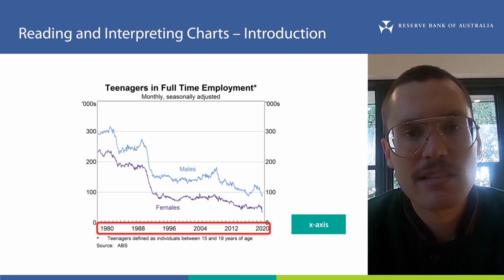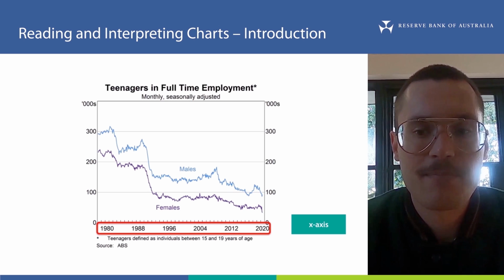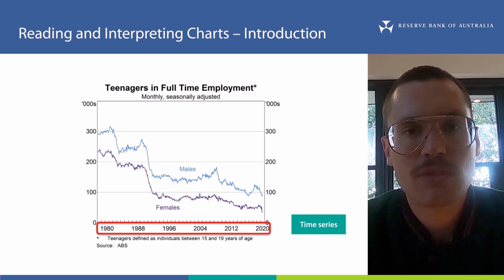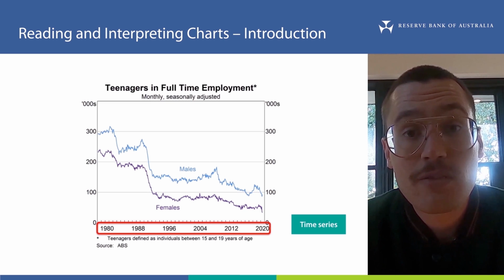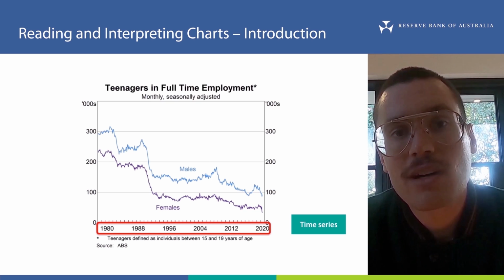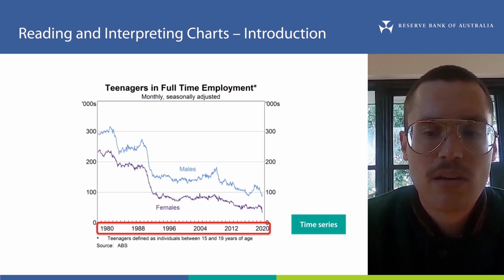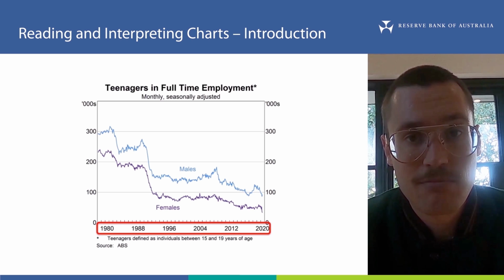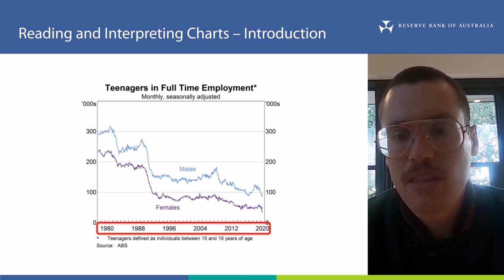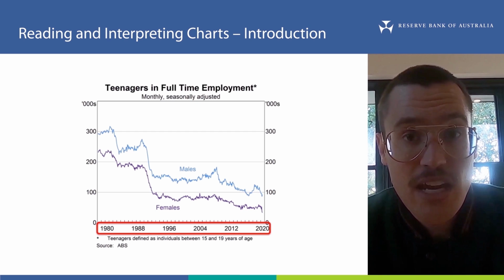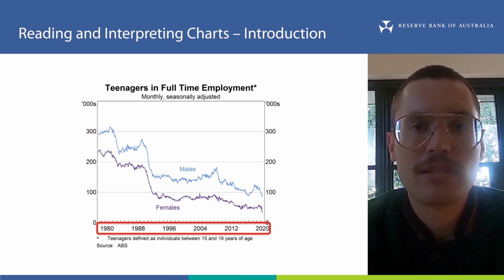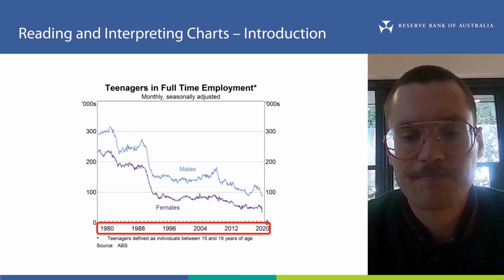For example, the x-axis on this chart clearly displays time. When this is the case, it usually means that we're dealing with a type of data called time series data. Time series data is just a sequence of observations of the same thing organized in order over time. For instance, on this chart, we're looking at the same thing, which is the number of teenagers employed full-time, every month, and seeing how much that thing changes as time passes. Often a time series of a variable is simply called a series for short.